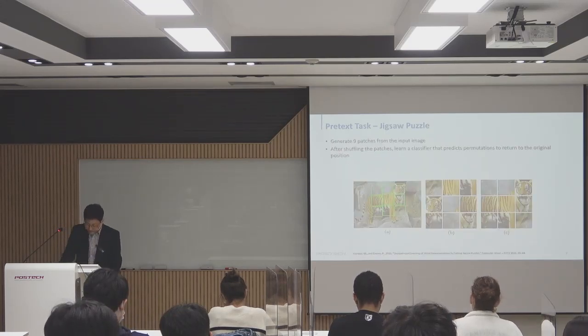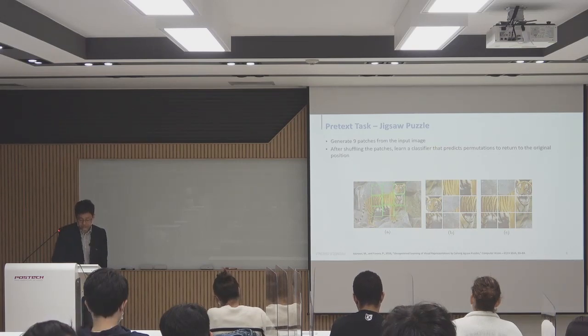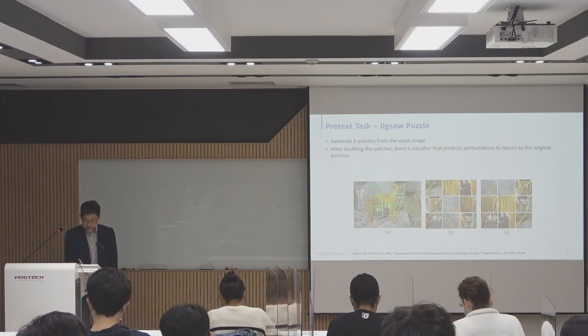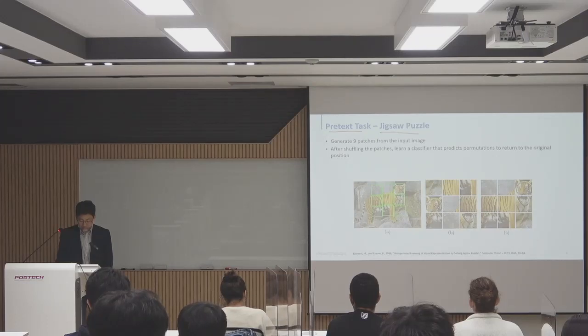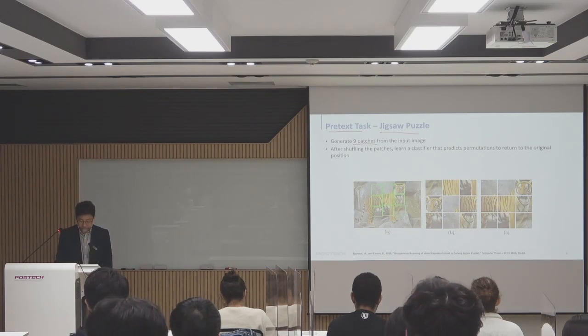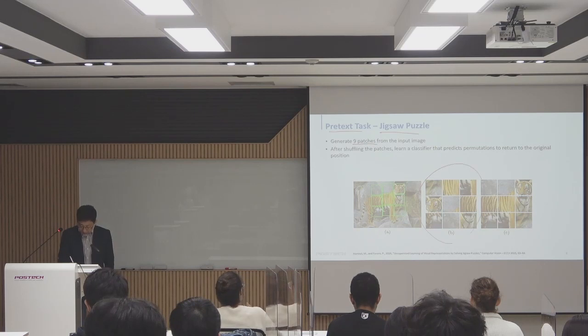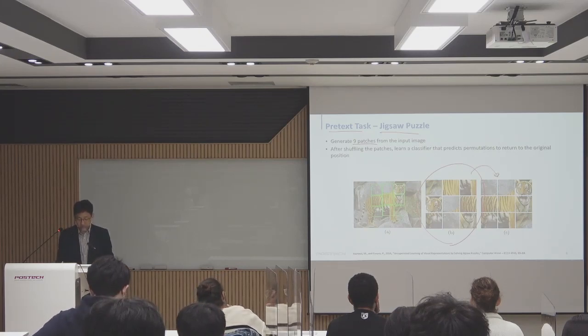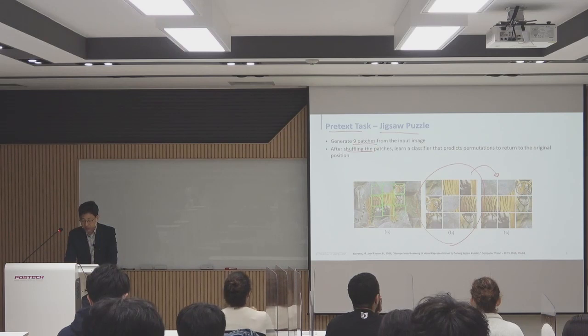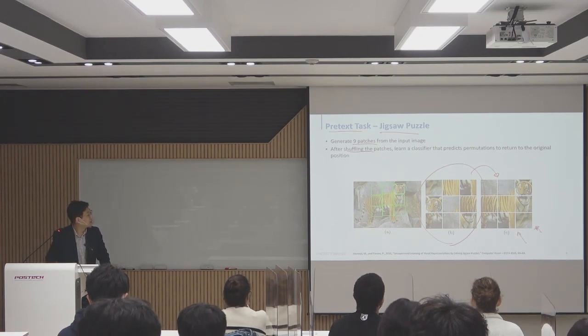Let's see another one. Here, another example pretext task is what we call the jigsaw puzzle. Again, here I'm going to use the example of 9 patches from the input image. Suppose this one is given to the network. We're going to shuffle it. After shuffling the patches, we want the network to rearrange them to return to the original positions.